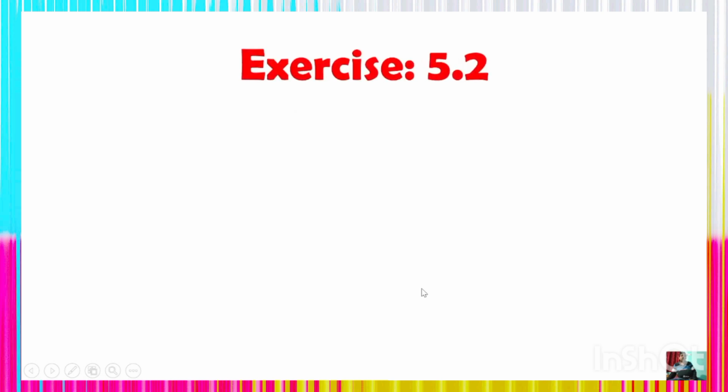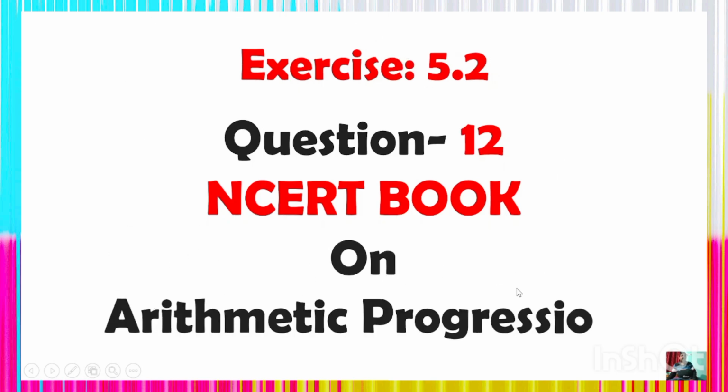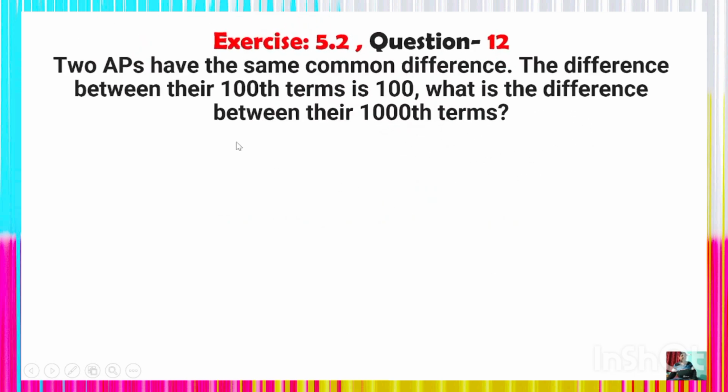Here I am going to discuss Exercise 5.2, question number 12 of your NCERT book, based on the concept of arithmetic progression. This is also another vital problem for you. Look at the problem here. Two APs have the same common difference. The difference between their 100th terms is 100. What is the difference between their 1000th terms?